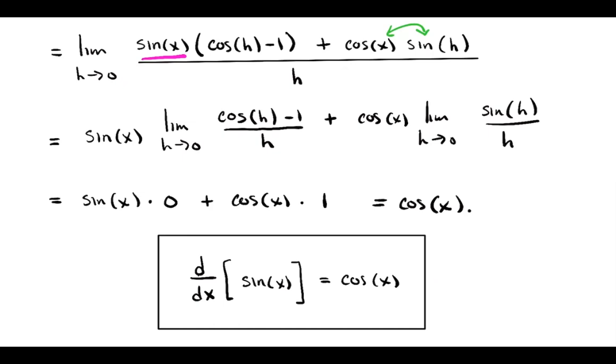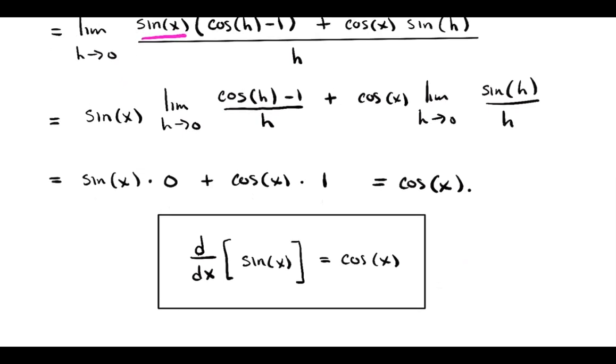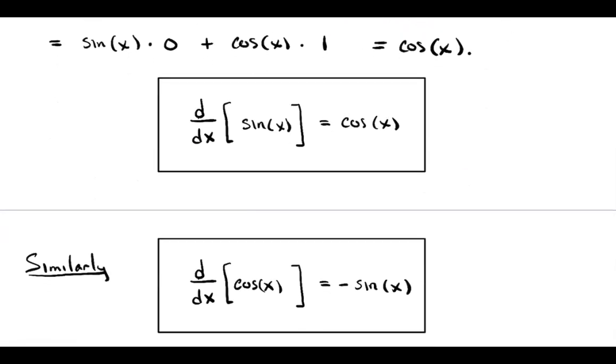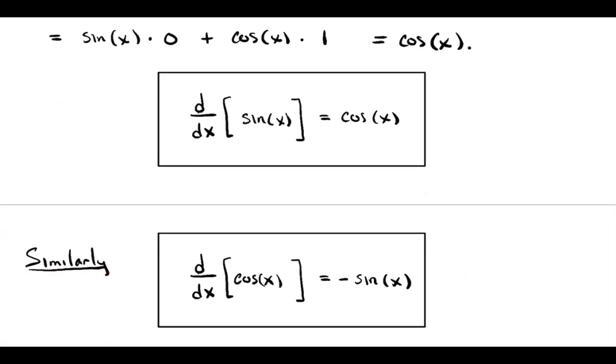The derivative of sine is cosine. I'm not going to go through it, but you can. Similarly, you can show that the derivative of cosine is minus sine.